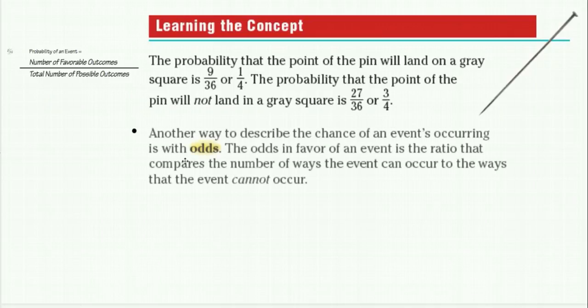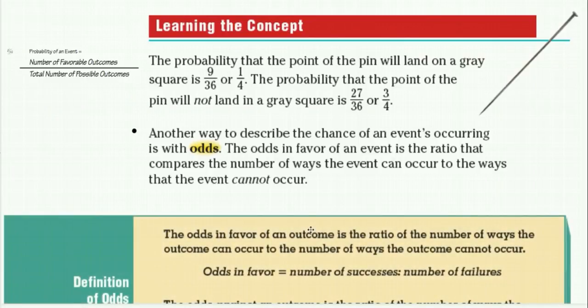But another way to describe the chance of an event occurring is what we call odds. The odds in favor of an event is the ratio that compares the number of ways the event can occur to the number of ways the event cannot occur. Right here, we can see the difference between probability and odds. Probability is the ratio of the number of favorable outcomes to the total number of possible outcomes. Odds is a ratio that compares the number of ways an event can occur to the number of ways an event cannot occur.